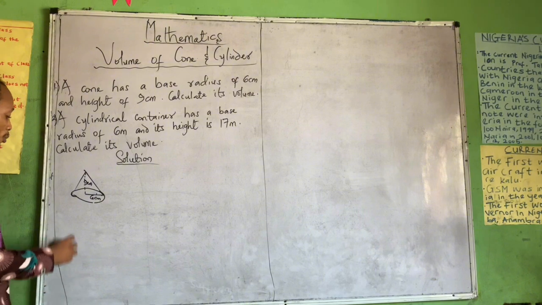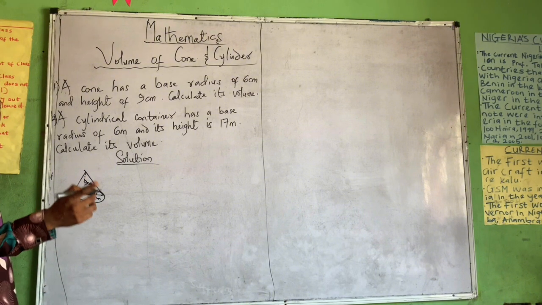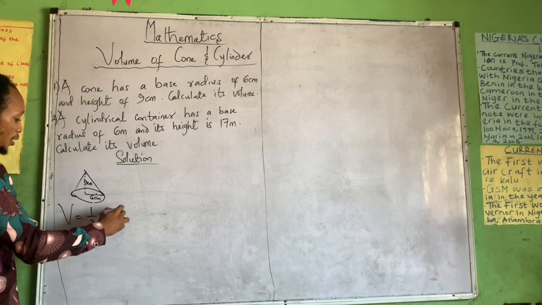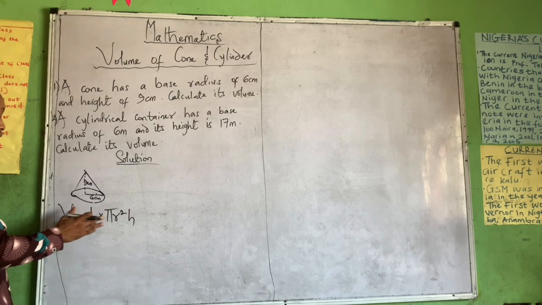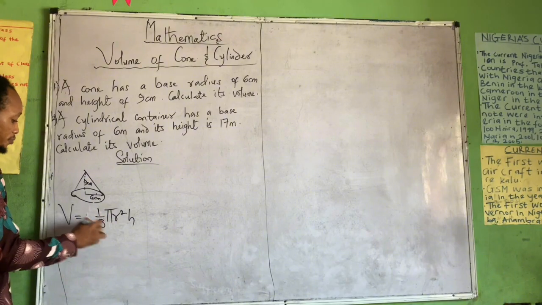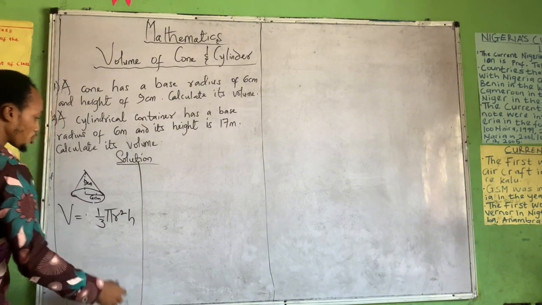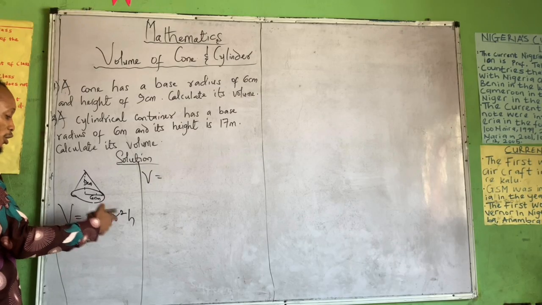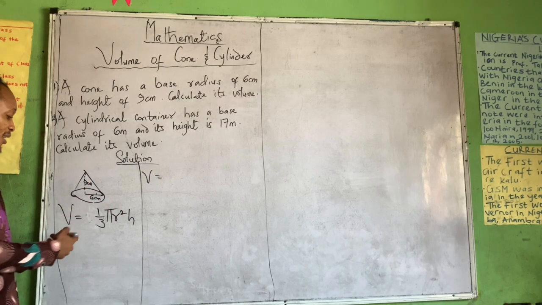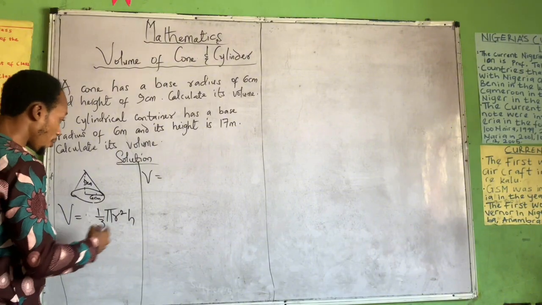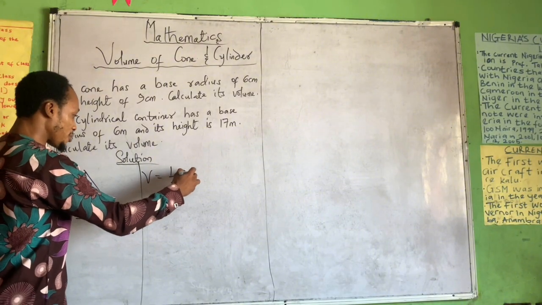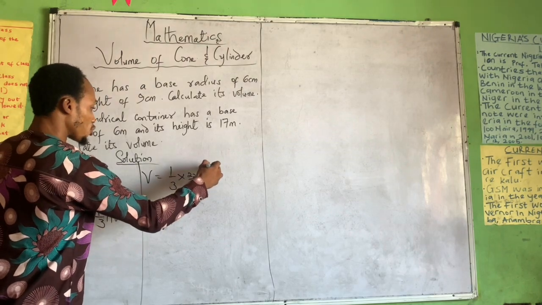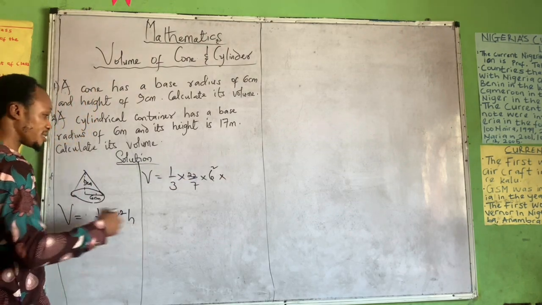So calculate its volume. The formula for calculating the volume of a cone is 1/3 times pi r square h, or we say 1/3 pi r square h. You already have your pi as 22/7, we have our radius as 6, then we have our height as 9. So we can just substitute everything into the formula. So we have 1/3 times pi, which is 22/7, times radius, which is 6 square, times height, which is 9.